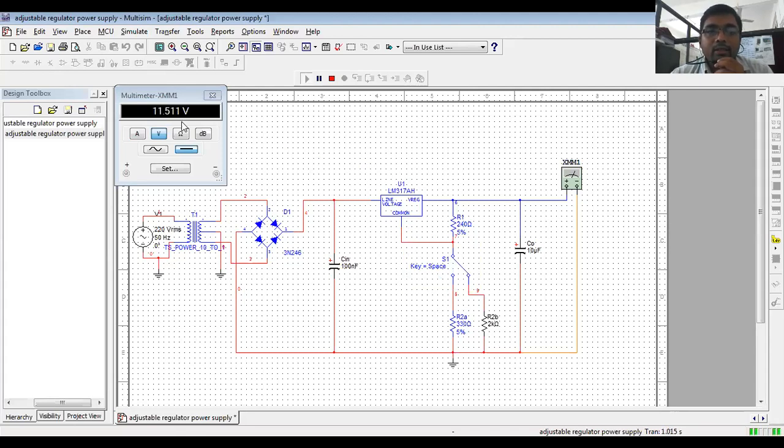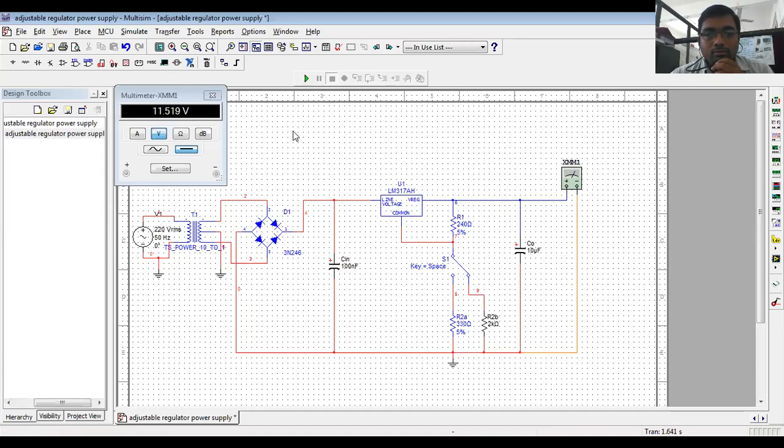You can see your output voltage also changes from 2.94 volt to 11.51 volt. It is nearly 12 volt. So in this way we have seen that the practical value of the output voltage is nearly similar to the theoretical value of the output voltage when you vary R2 from 330 ohm to 2K.